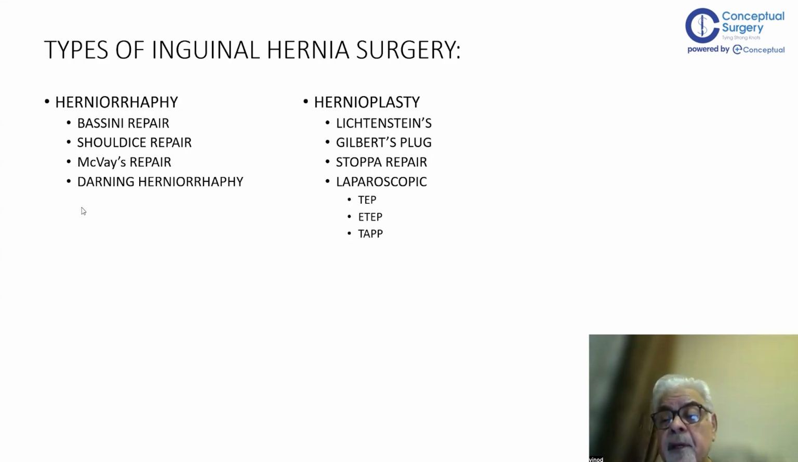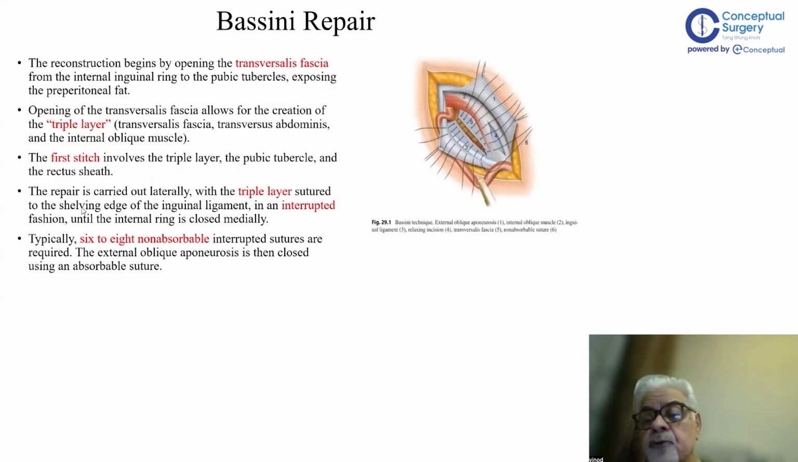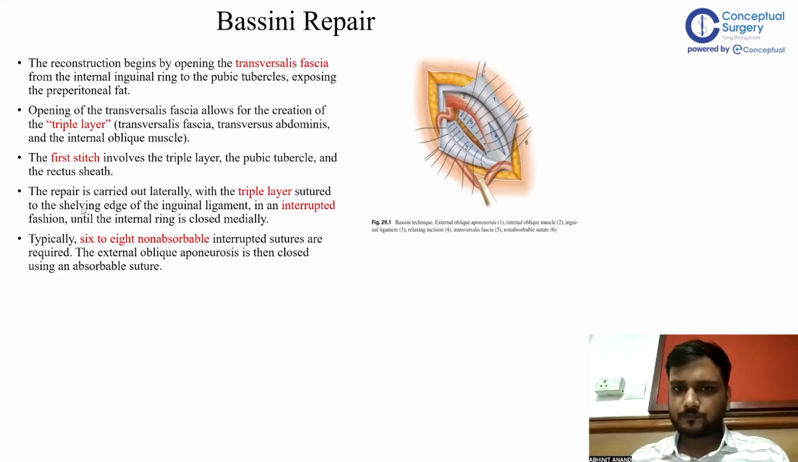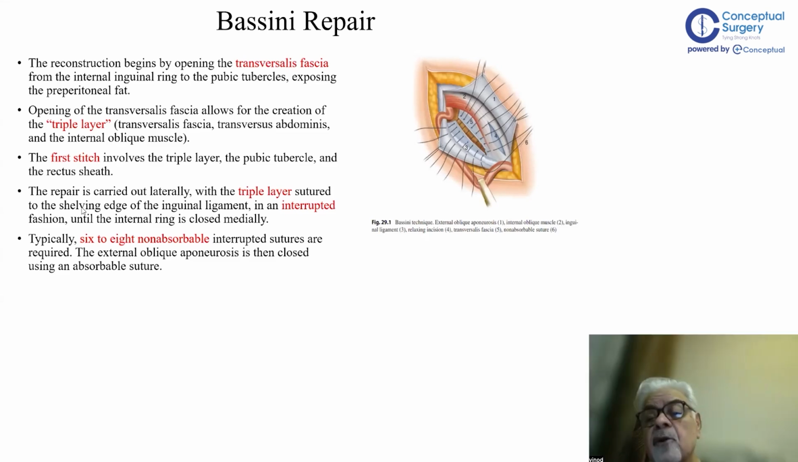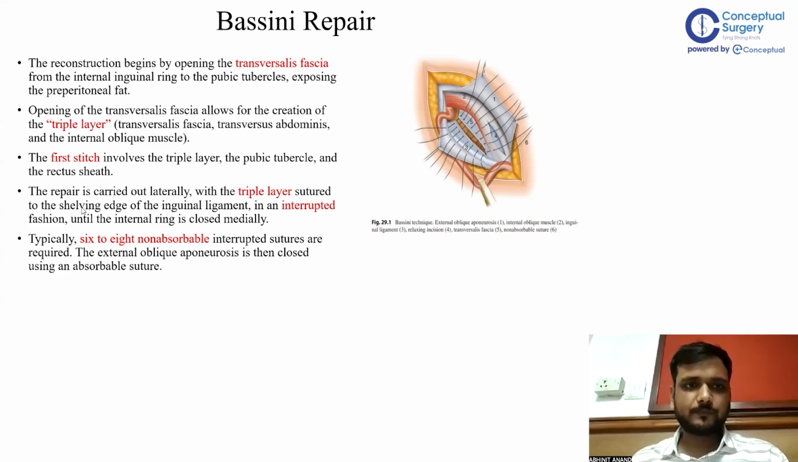This repair will always have tension because the root of the conjoint tendon is away from the inguinal ligament. You are bringing it together, so there will be some amount of tension there. And whenever there is tension, the quality of tissue that you get is poor, and the collagen is type 1, not type 3 collagen.